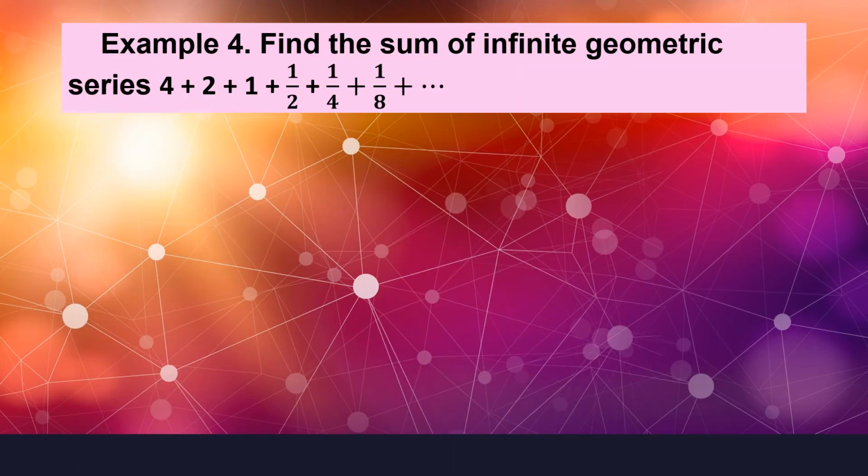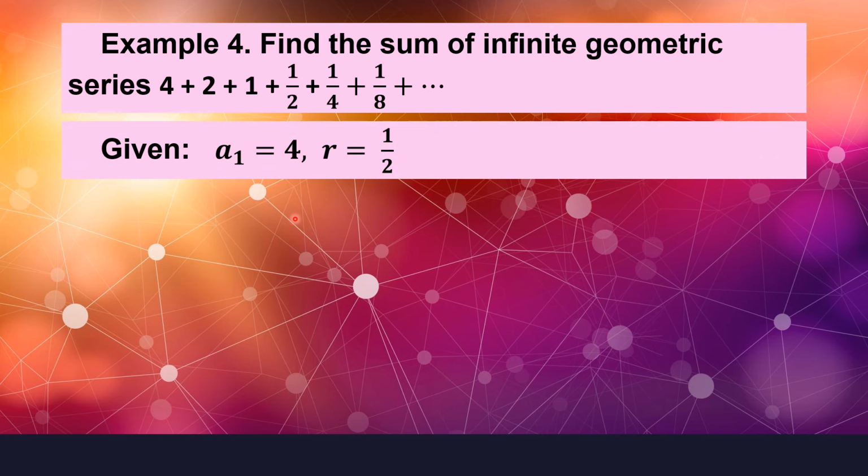Let's solve example number 4. Find the sum of the infinite geometric series 4 plus 2 plus 1 plus 1/2 plus 1/4 plus 1/8 plus and so on. The given are, our first term, or A sub 1, is 4. The common ratio, or R, is equal to 1/2.